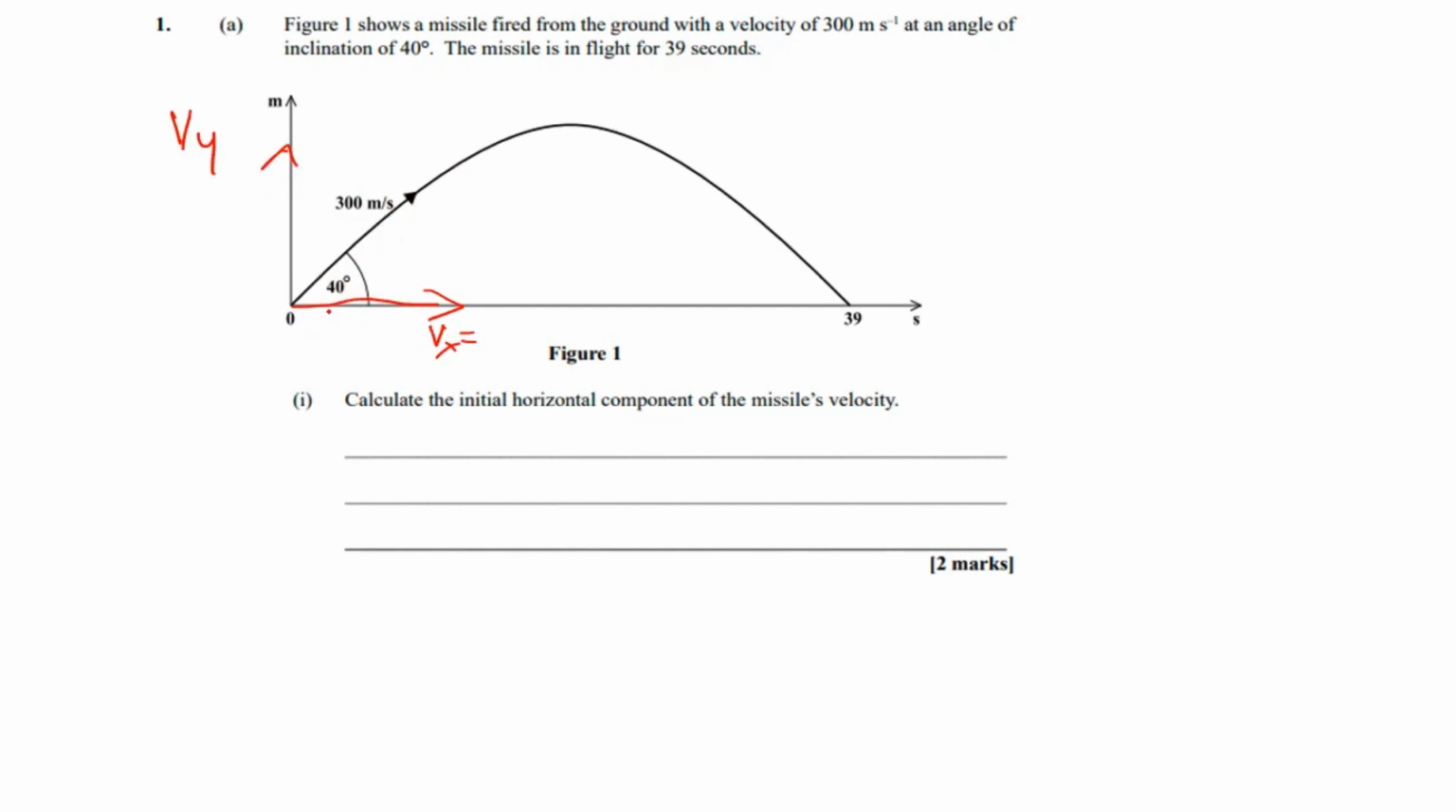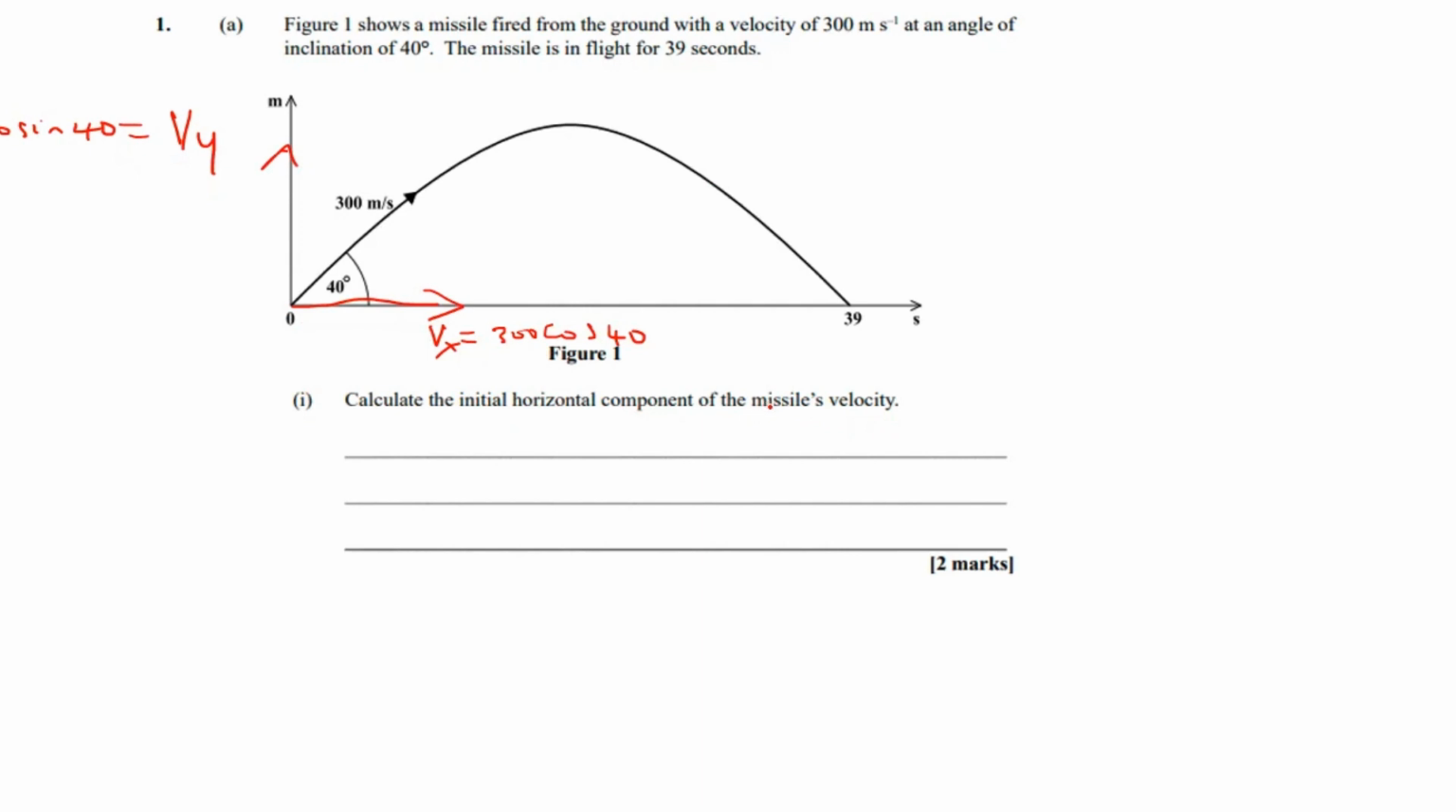The angle is positioned beside the horizontal side, which is going to be cos. So we're going to say 300 cos of 40. Likewise, this is going to be 300 sine of 40. With that being said, we can calculate what they want us to calculate: the initial horizontal component of the missile's velocity.